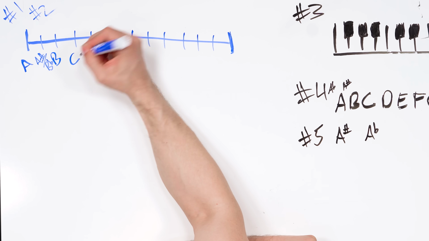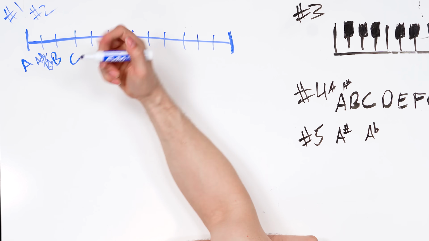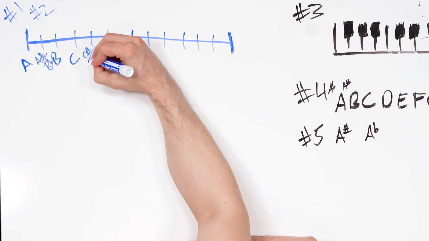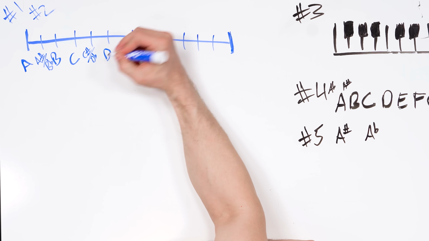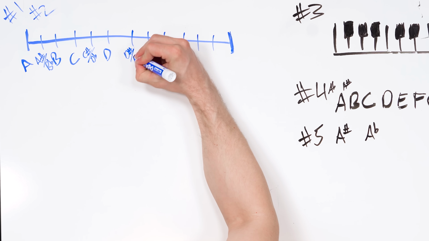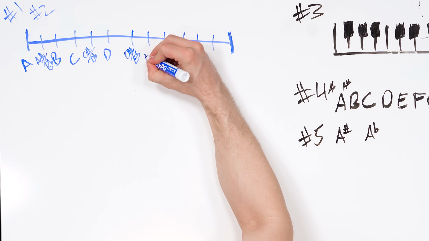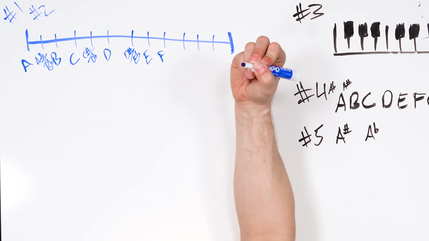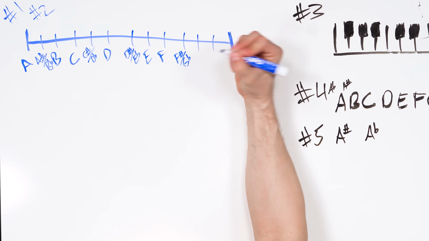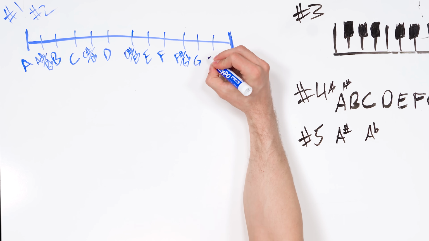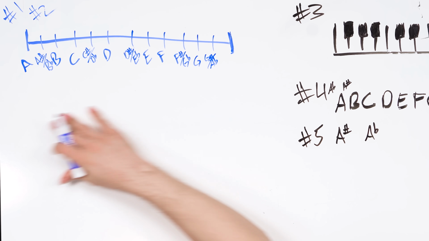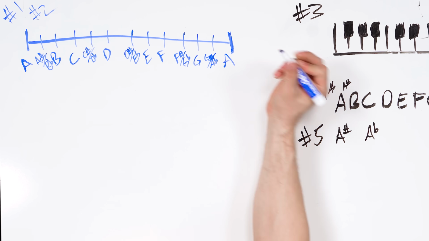And then after that, you have a C, B natural, and then C natural. Then a C sharp, or you can call that a D flat. Then you have a D natural. Then you can have a D sharp or an E flat. Then you have an E natural, then an F, then you have an F sharp or a G flat. Then you have a G, then you have a G sharp or an A flat. And that's your 12 notes, and then back to an A at the end.